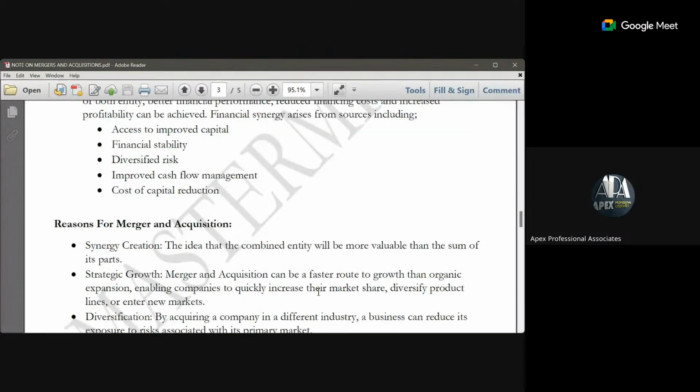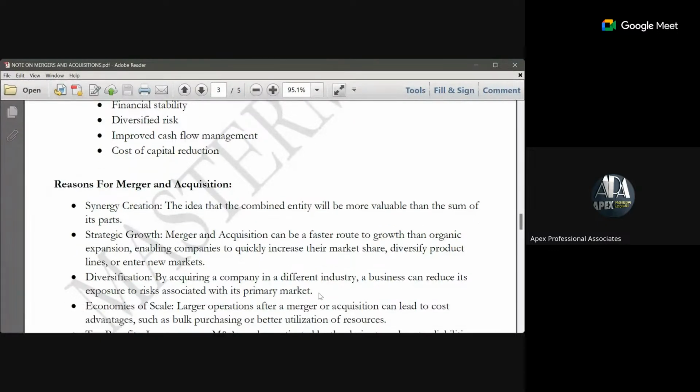Now we will talk about the reasons for mergers and acquisition. We have talked about what mergers and acquisition is about. We have talked about the types of mergers and acquisition. We have talked about synergy. Now we want to talk about reasons for mergers and acquisition. Why do businesses actually come together? Why do they want to merge? Why does one business want to acquire another business?